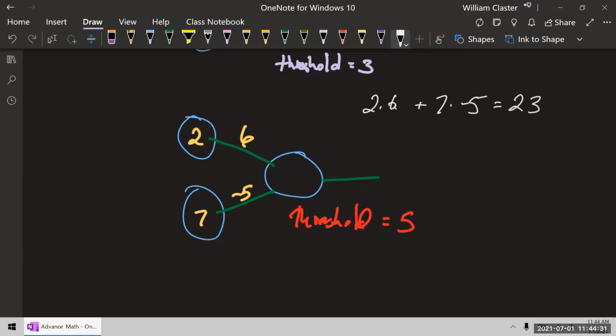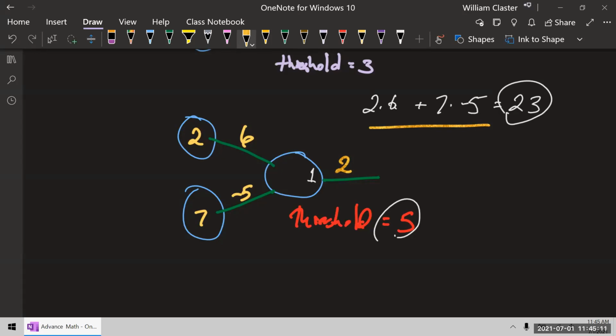So we either output a 1 or a 0. So it's 1, I guess. We output 1 because we got over the threshold. 23 is higher than 5. We got over the threshold, so we output a 1. Now there might be a weight here, some other weight like 2 here. So we could keep going. Okay, good. So here, what did we do? We took the 2 times the 6 and the 7 times the 5, -5.